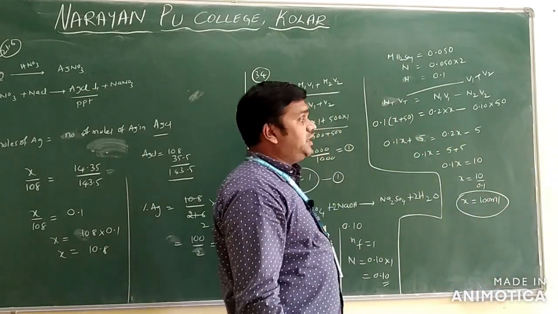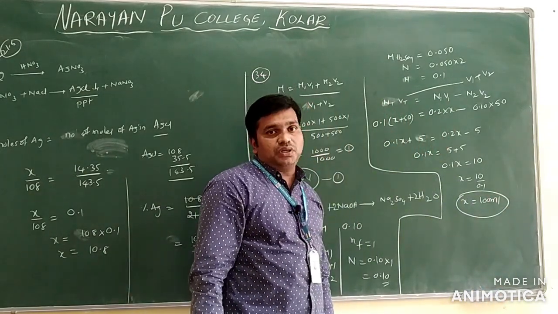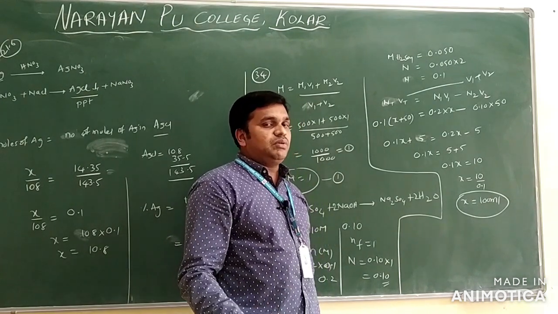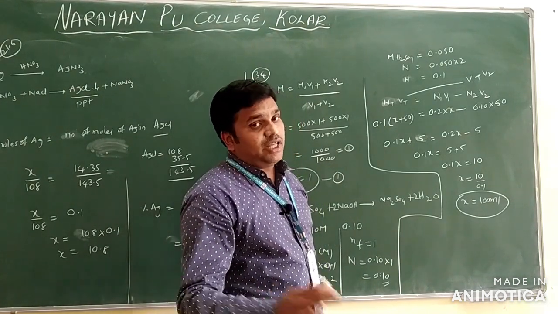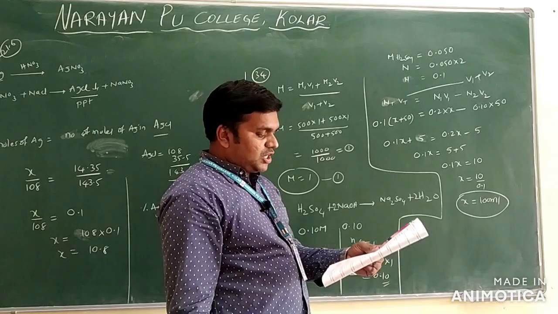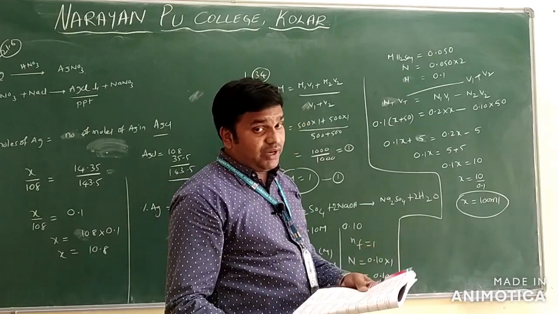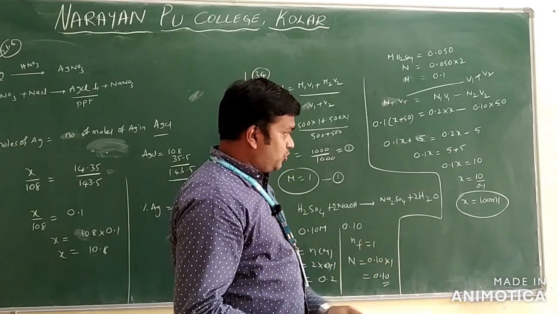This is the concept related to normality. First convert the molarity into normality, then you can find the final answer. The volume of H2SO4 required for 0.1 N is 100 ml.